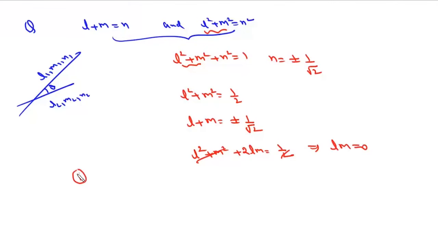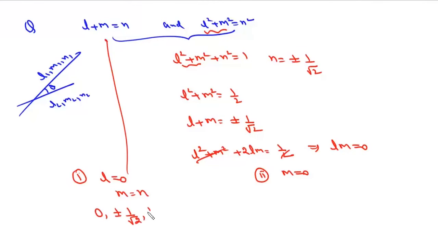Now we'll take two cases. Case 1, either L is 0, or the second case, when M is 0. Now if L is 0, then we'll get M equals N. So we have direction cosines as 0, plus minus 1 by root 2 and plus minus 1 by root 2. And if M is 0, then in that case L is equal to N. So here we'll have plus minus 1 by root 2, 0 and plus minus 1 by root 2. So we have two sets of direction cosines.